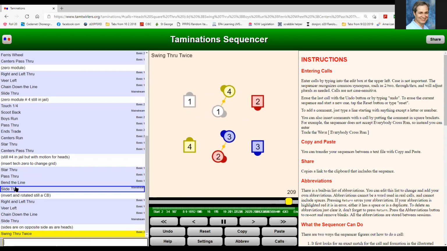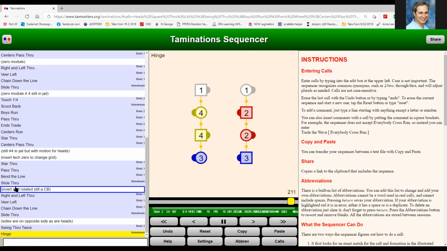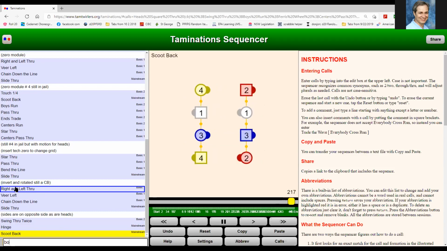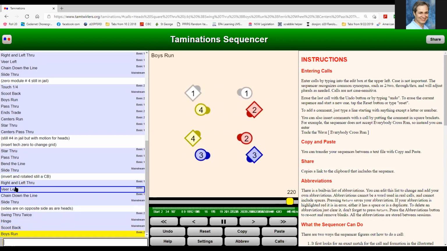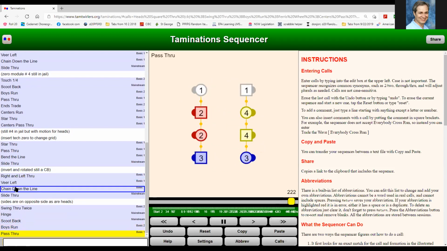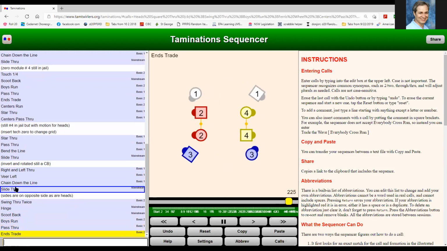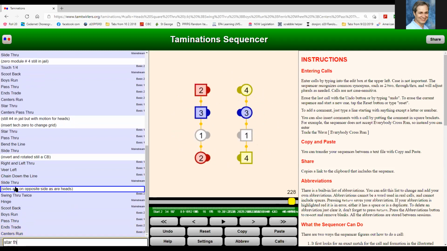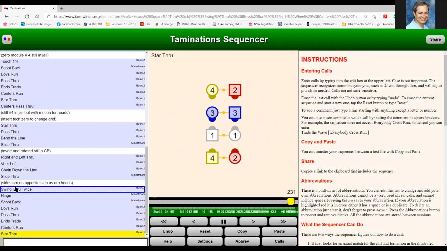And now we'll modify the first call in that other 0 we had. Single hinge because we're already in a wave. Scoot back. Boys run. Pass through. Ends trade. Centers run. Star through. Centers pass through.